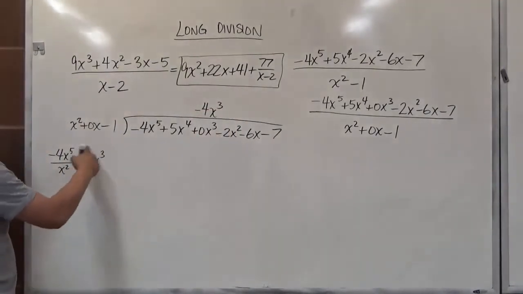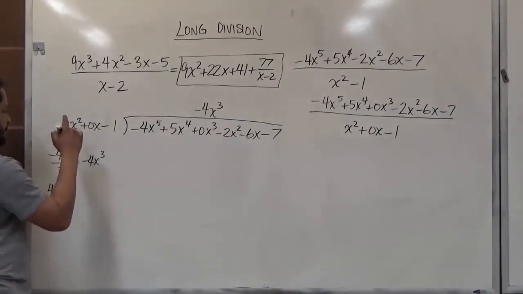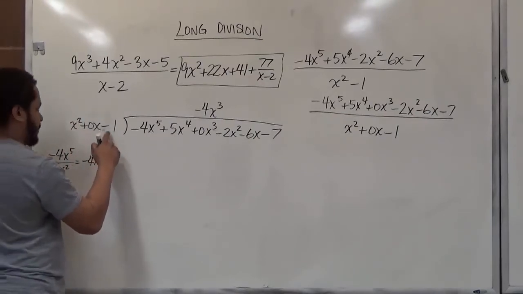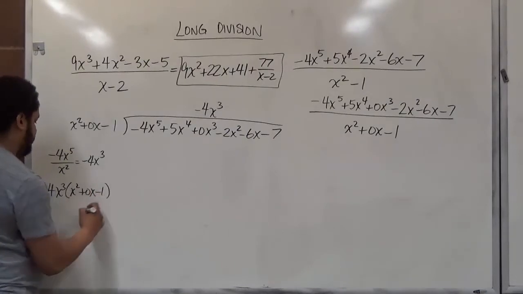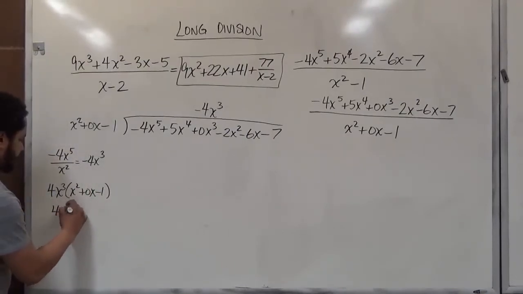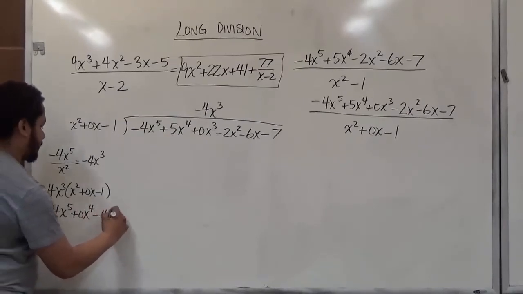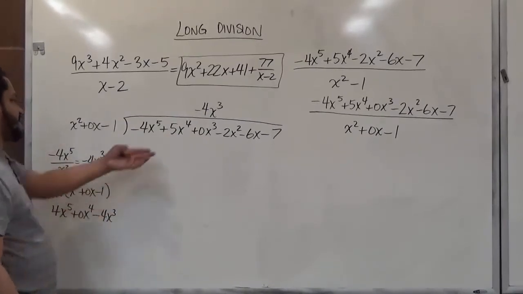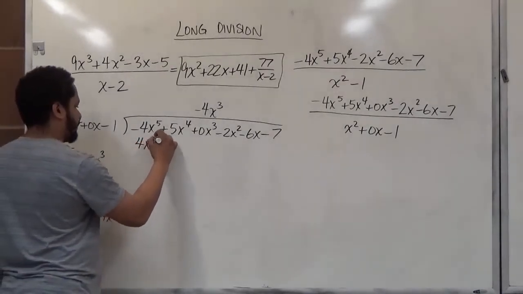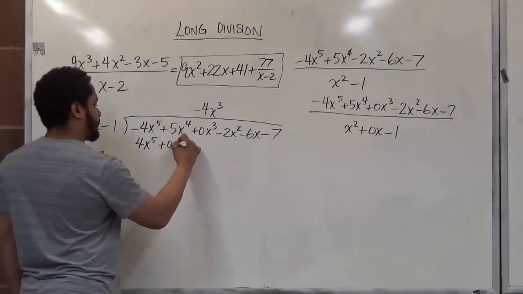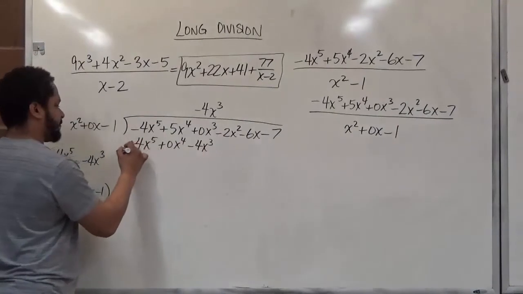And here we're going to take the opposite of negative 4x to the 3rd, which is just 4x to the 3rd. And we're going to multiply that by x squared plus 0x minus 1. So we get 4x to the 5th, 0x to the 4th, and negative 4x to the 3rd. And this is ready to be placed under here, stacked, and subtracted by default. So we have 4x to the 5th plus 0x to the 4th minus 4x to the 3rd. And this is a positive 4, right?